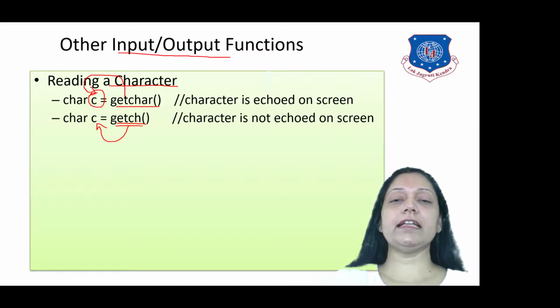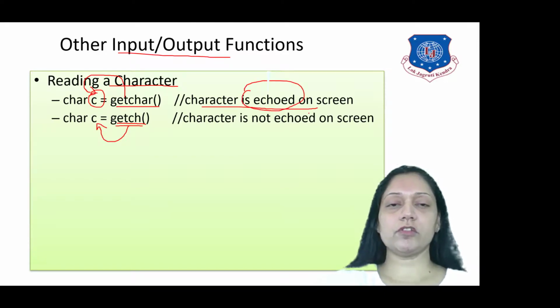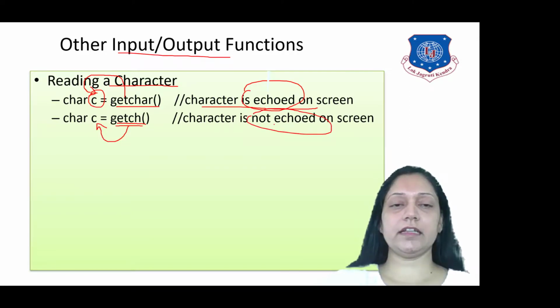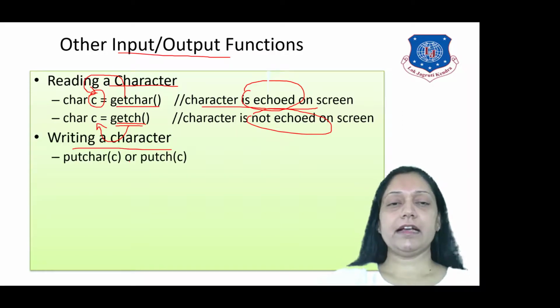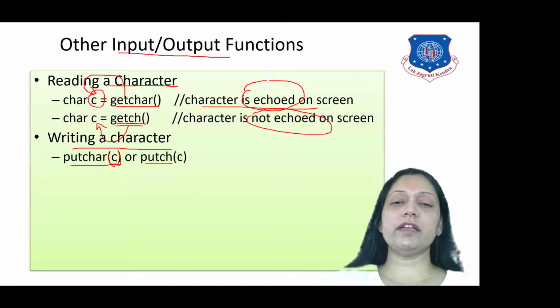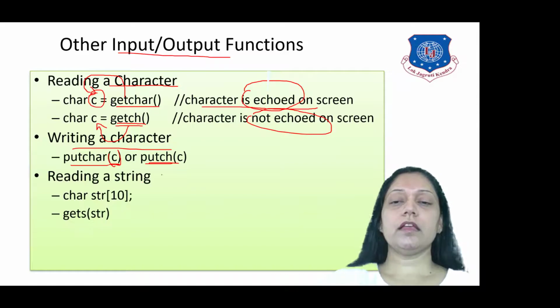The difference between getchar and getch is, whenever you use getchar, the character would be displayed onto the screen as you input it. But with getch, the character won't get displayed onto the screen. For displaying a character, you can use printf or you can use putchar and putch. So putchar(c) means whatever value is stored in the variable c would be displayed onto the screen, or you can use putch also.